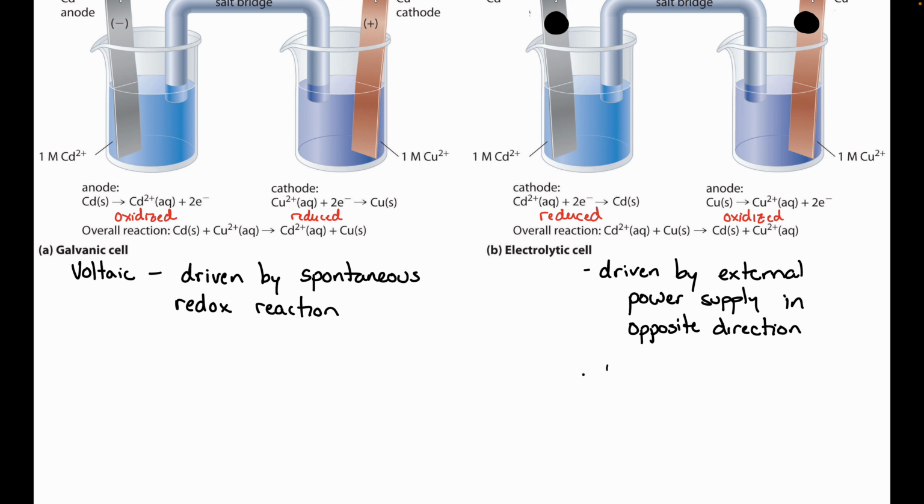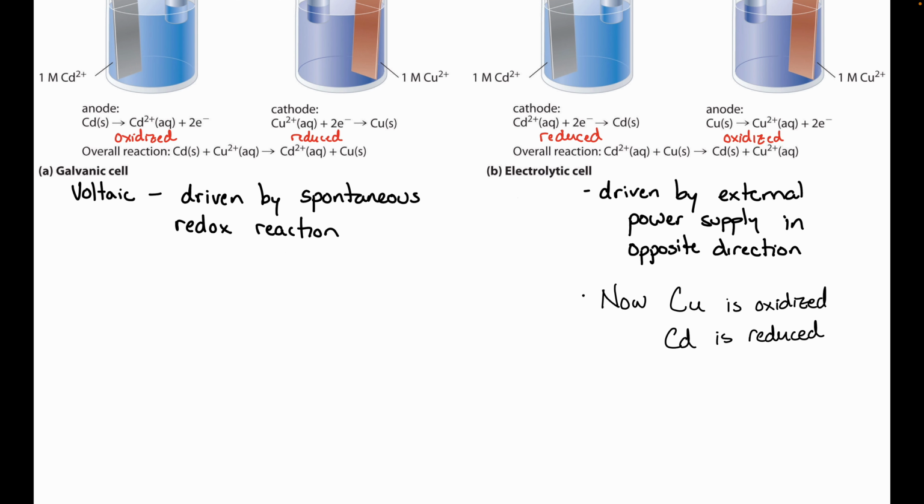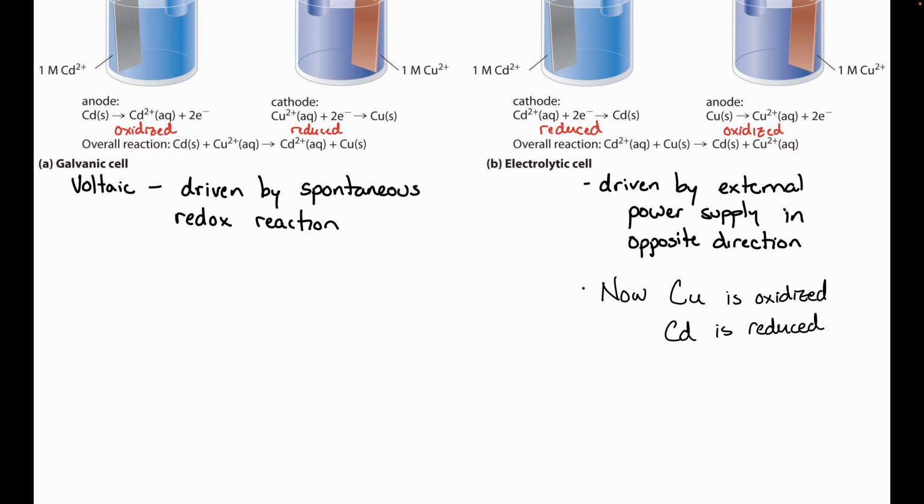All right, so now we can just note now copper is oxidized, cadmium is reduced. Again, we're still going to say that our anode is where the oxidation occurs, and the cathode is where the reduction occurs.